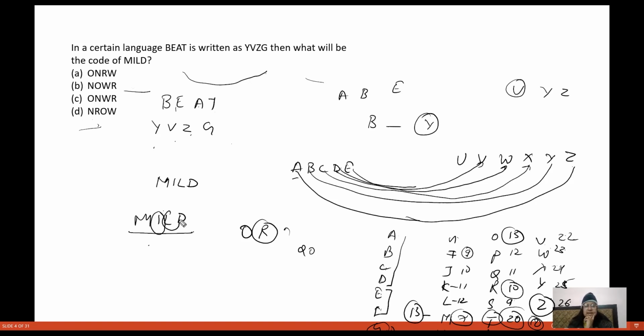And let us see about L. L is what? L is 12. So let us count 12. 1, 2, 3, 4, 5, 6, 7, 8, 9, 10, 11, 12.